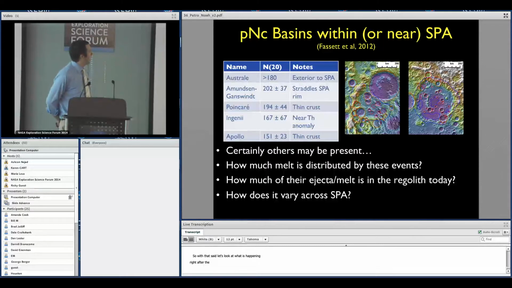Caleb Fassett a couple years back looked at a number of basins, started using LOLA data, and put them into a revised stratigraphic sequence. So what I did is take that list and look at just the pre-Nectarian age basins in or immediately around SPA. There are 5 that we consider for this work, including Australia, which is somewhat anomalous, and Bill talked a bit about that yesterday, located just to the west of SPA, and 4 basins that are in or right on the rim of the basin itself. Of course, each of these 5 basins is in a somewhat unique environment. In the past, we've talked a bit about the Poincaré and Apollo basins, which have some of the thinnest crust on the moon beneath them. Of course, Ingenii Basin, which is near the thorium enhancement within SPA, and the ancient Amundsen-Ganswindt Basin, which has been cut by the Schrodinger Basin as well. And of course, there are other pre-Nectarian age basins across the moon. We are only looking at the ones within SPA right now.